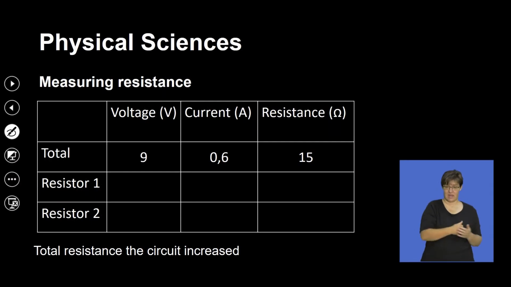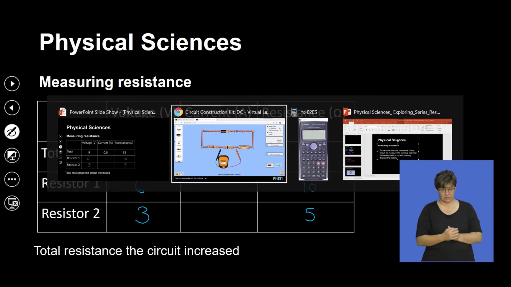So if we go back, the total resistance is 15 ohms. The resistance for R1 is 10 ohms, and the resistance for R2 is 5 ohms. This is what we realized. That's the total current. Voltage across R1 is 6 volts, and across R2 we measured it to be 3. Now from the total current, we can determine the current that passes through each one of those.